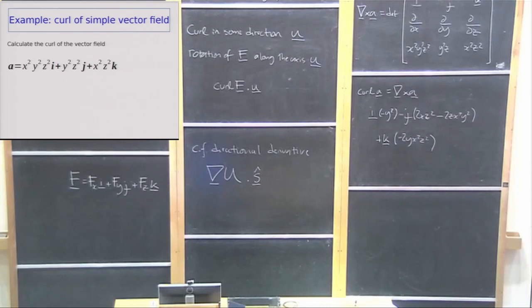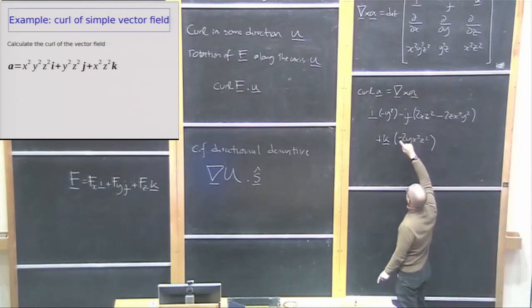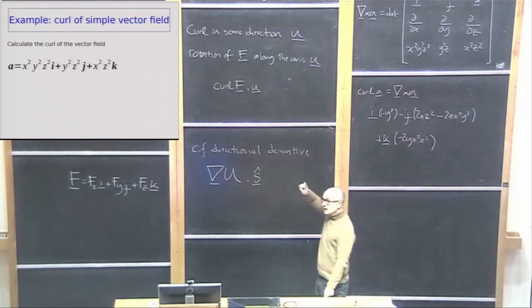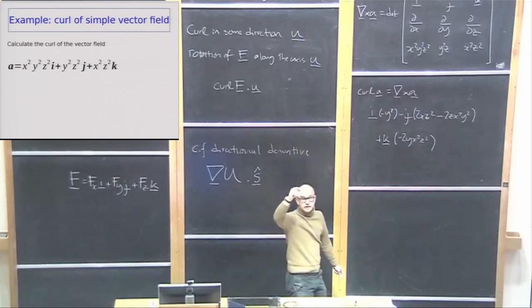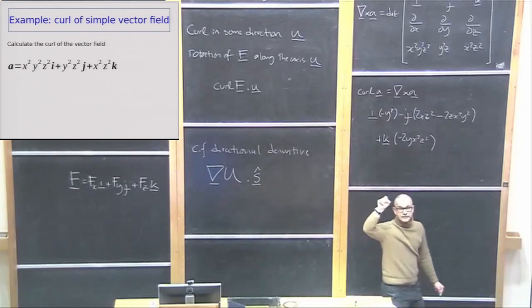And again, were you to plot that vector with its i, j, and k components added together, that vector tells you the axis around which the net rotation of your vector field is at that point.